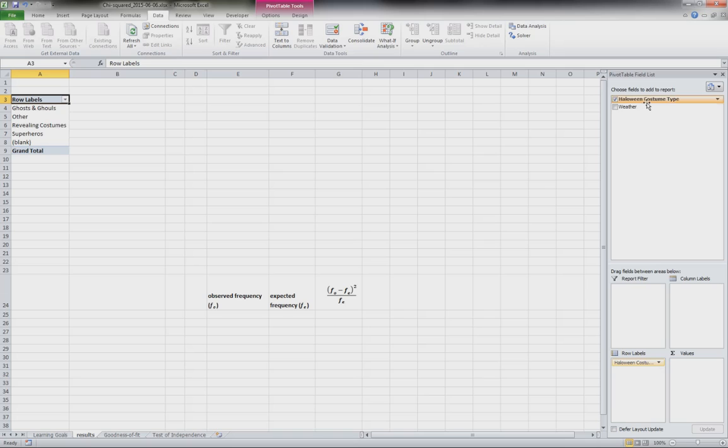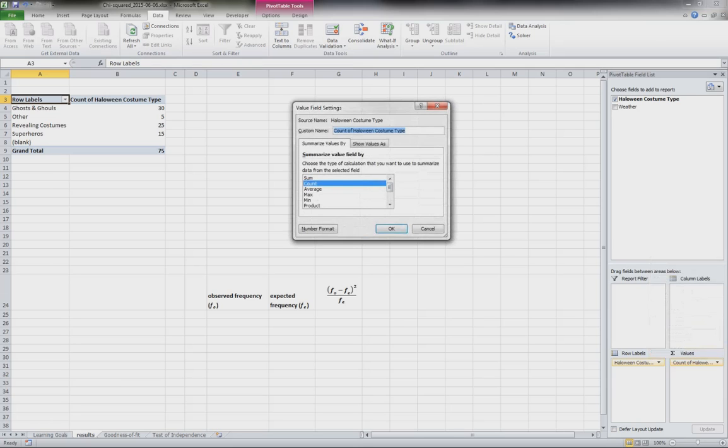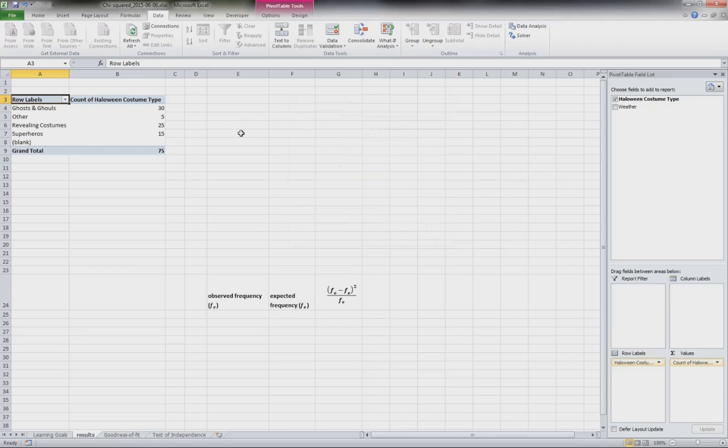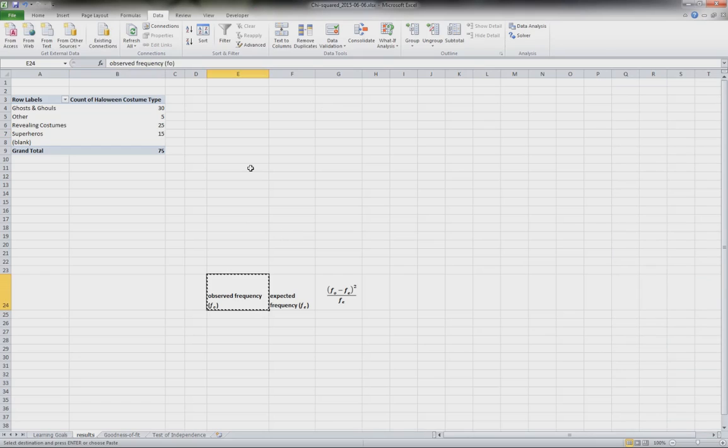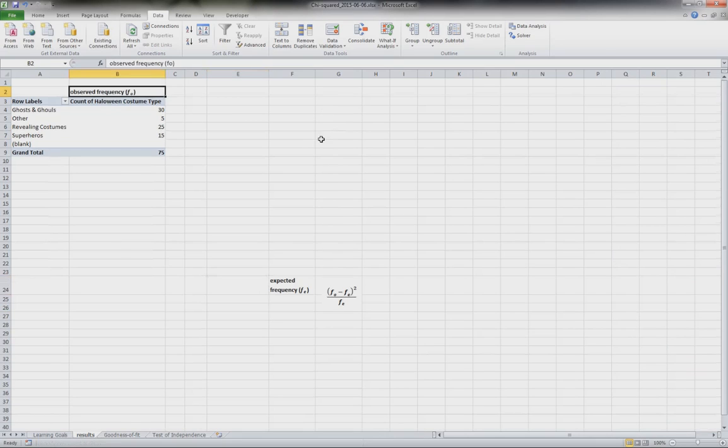Then I'm going to drag this down into values. For the value field settings, we want to make sure it's a count, because it's counting the frequency of each costume type. As you can see here, we have 30 ghosts and ghouls, 5 other, 6 revealing costumes, and 7 superheroes. So, in effect, these are our observed frequencies.